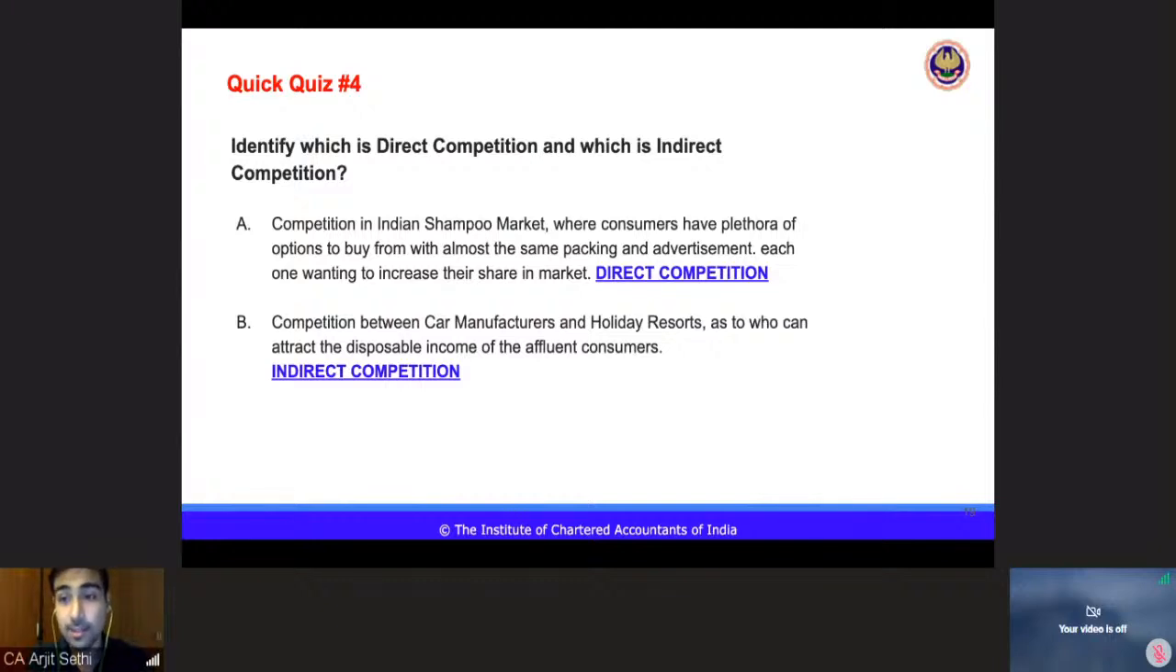So let's suppose I have 5 lakh rupees. Now, as a consumer I will decide whether I go for a car this year or should I go to a holiday resort in Goa for 15 days. Same amount of money I have to spend, but where will I spend? Who will attract that money from me? Will I go and buy some car for 5 lakhs, or will I spend that money for a holiday resort? So that is an indirect competition between two industries, right? Direct is same thing, same everything. Indirect is different industries, different products, but competing for the same customer. That is indirect competition. Okay.